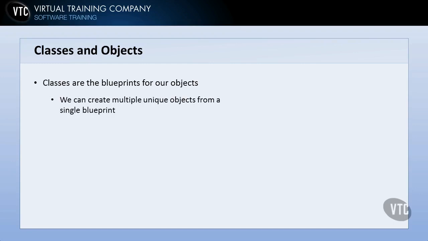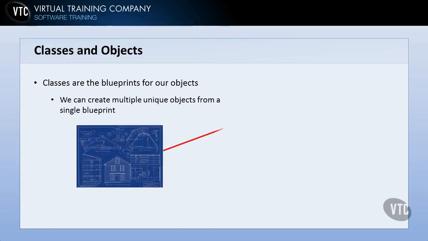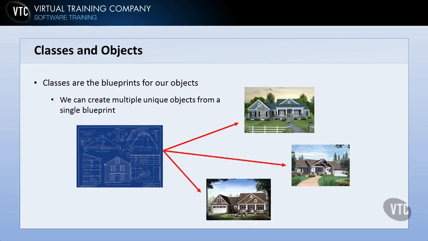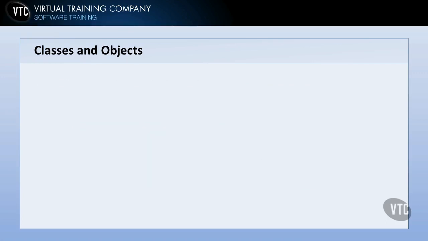Now just like in real life, we can create multiple unique objects from a single blueprint. So we have a blueprint of a house. Notice we can use that same blueprint to build multiple different styles of houses with different elevations, little different styles. And by using different materials or properties, colors, materials on the outside, we can make very different looking houses from that single blueprint. But each one of these houses is a unique, totally separate object that came from that single blueprint. Well, we can do the same thing with a class in our code.